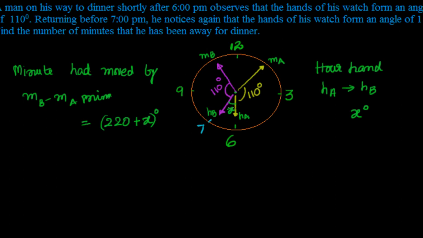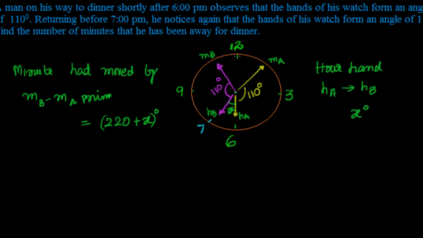Right. Now we have the information with respect to degrees, but we have to convert it into minutes. If I know the correlation between the degrees and the minutes moved by hour hand and minute hand, then I can easily find out the value of x. Linear equations in one variable. Using that I can also find out the minutes.